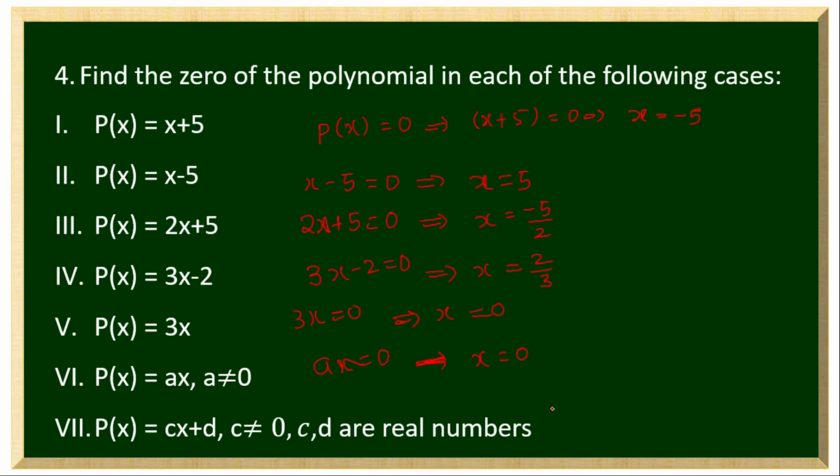In the same way, cx plus d equal to 0. So x equal to, we just have to find the variable value. c and d are real numbers, he mentioned, right? That means they are constants. So the variable equal to -d/c is the zero of cx plus d. Is everything clear? Okay.